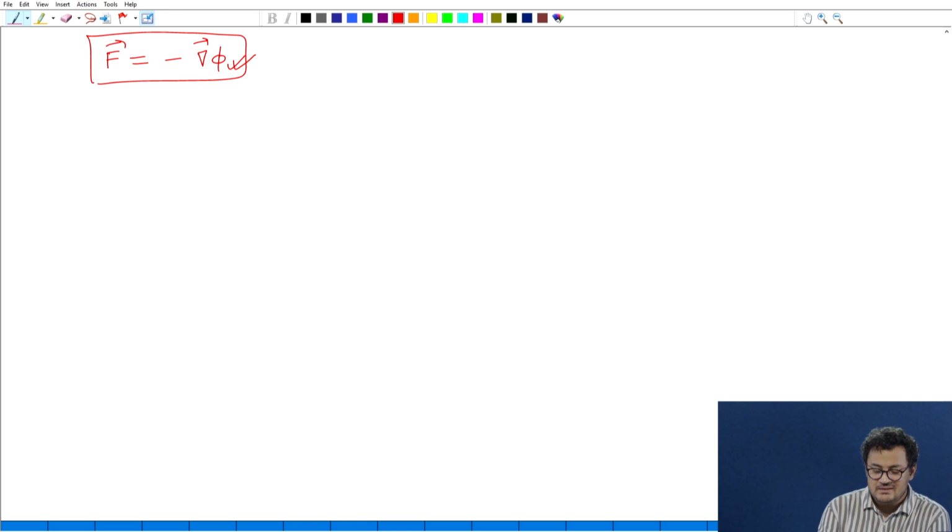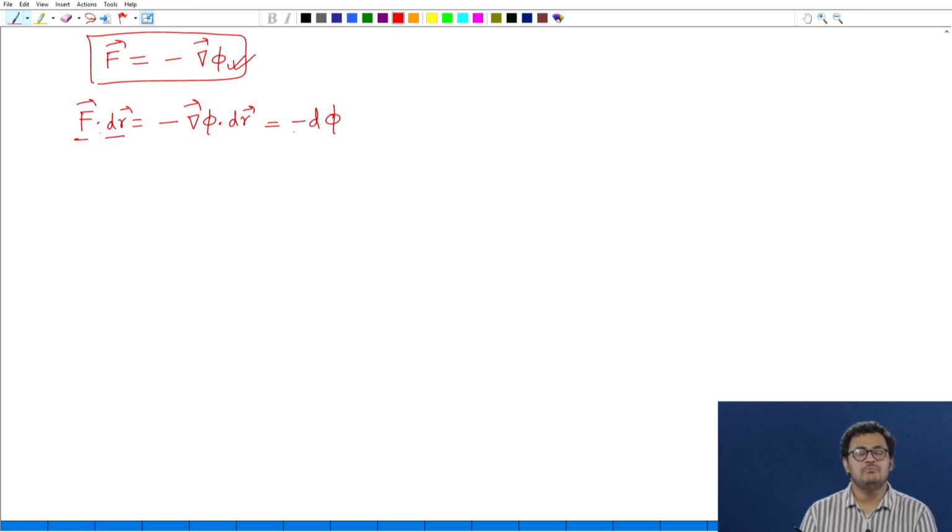And just as you know, F dot dr will be simply equal to minus gradient of phi dot dr, and by definition this is nothing but minus d phi. Then if you have your force field, dot it with dr and cast the whole thing as d of a function, then you are done. I am just giving you a small example, and with that we will end this lecture.